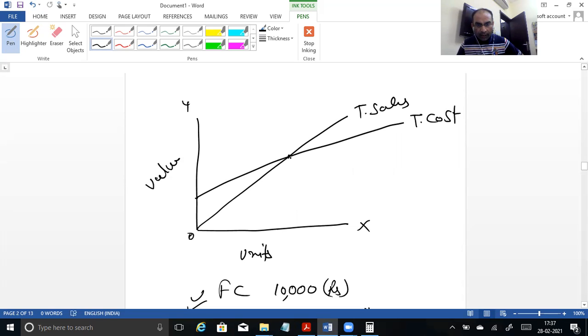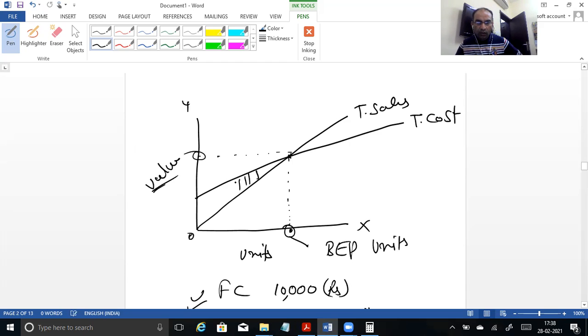So if you draw a line perpendicular to this x-axis, how many units are here? That will be your BEP in units, right? And if you draw a perpendicular on this side from here, whatever value you find here, that will be your BEP in values, right?